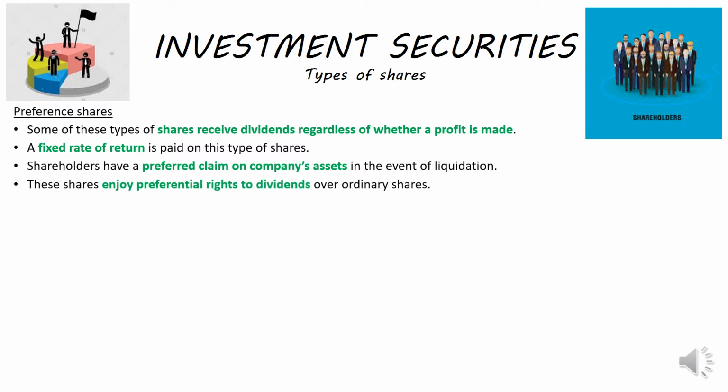Right, these shares also enjoy preferential rights to dividends over ordinary shareholders. Okay, as I said, some preference shareholders even receive a dividend if the company is not even making a profit. All right, so they do receive their dividends before the ordinary shareholders. And after the preference shareholders have gotten their dividends, then obviously if there's money left over, your ordinary shareholders might receive their dividends. Okay, so some years your preferential shareholders will receive dividends, whereas your ordinary shareholders might not.